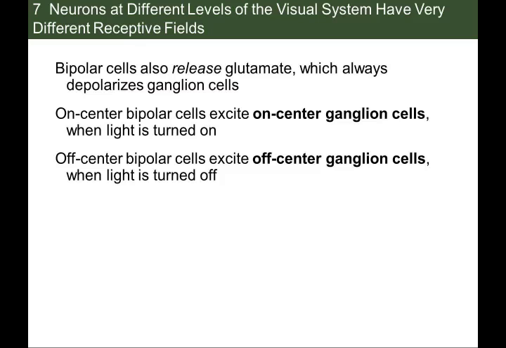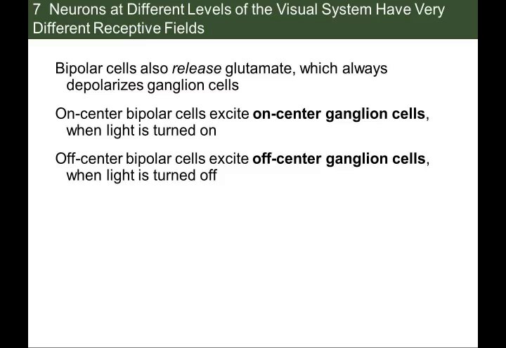Now, I promised you guys that I'm going to add another layer of complication. I don't want to go back on my promise, so here it is. You have what's called on-center, off-surround. By on, I mean light shining on the center, not on the surround. And then you have what's called off-center, on-surround, meaning there's no light on the center; the light is shining away from the center, in the bigger circle.